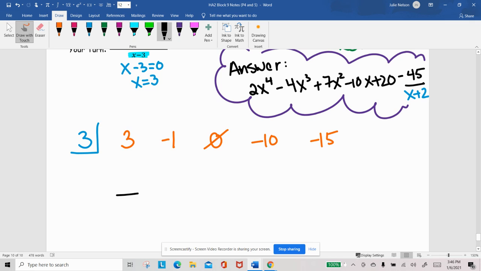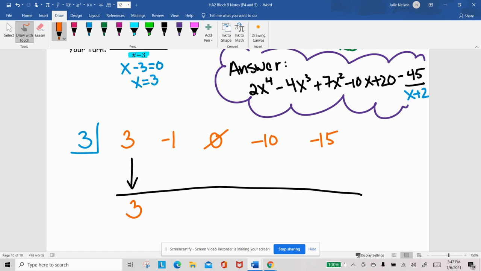So what do we always do next? We always drop the first term. And whatever number we drop, we multiply by the number in the box. So we dropped a 3, so 3 times 3 is 9. And we add and subtract going down. -1 plus 9 is 8.